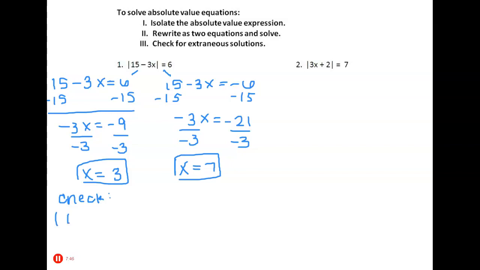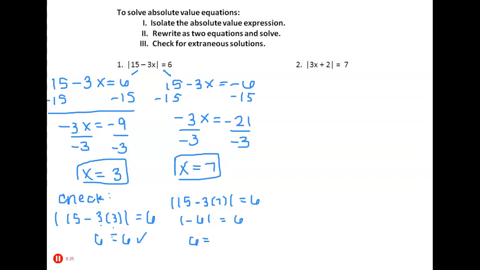So it's the absolute value of 15 minus 3 times 3 equals 6. So 3 times 3 is 9. 15 minus 9 is in fact 6. So you get 6 equals 6, and it checks. Over here, absolute value of 15 minus 3 times 7. 3 times 7 is 21. 15 minus 21 is negative 6. But the absolute value of a negative 6 is a positive. So I get 6 equals 6, so it checks.